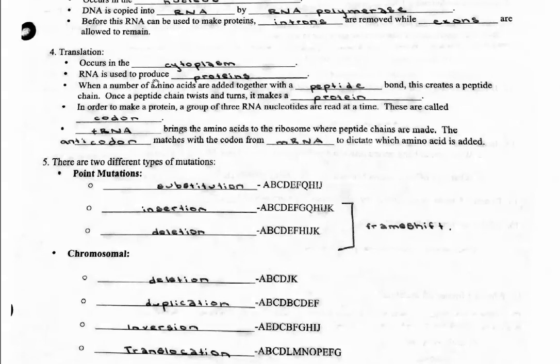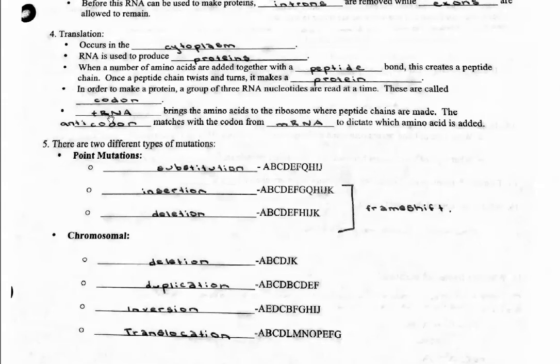Okay. Specifically, once you have a long line of amino acids, they're connected by a peptide bond. And that peptide bond creates this long string, which we call either a peptide chain or a polypeptide chain. And once you then take that long chain and kind of twist and turn it to make a 3D structure, that's when you get proteins. In order to make a protein, a group of 3 RNA nucleotides are read at a time. These are called the codons.